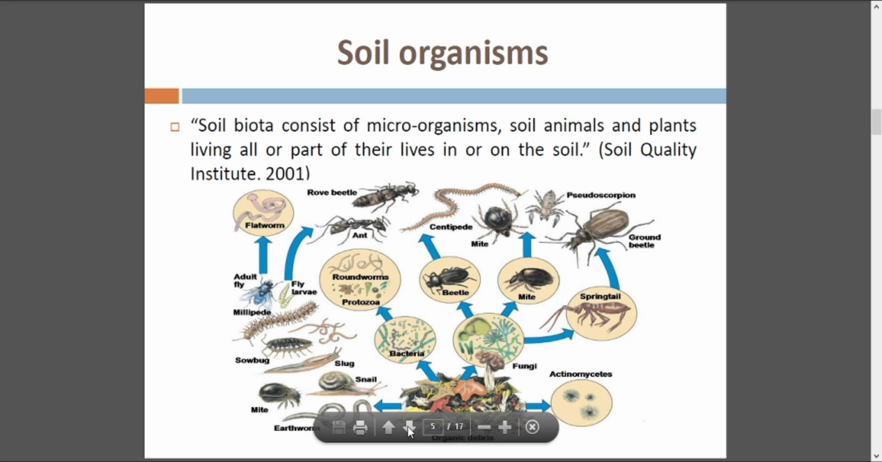Soil biota consists of microorganisms, soil animals, and plants living all or part of their lives within the soil, according to the Soil Quality Institute. All these organisms form what we call the soil biota. We have the actinomycetes, the fungi, the mites, the beetles, the ants, the flatworms, and so on. All these form what we call the soil biota.